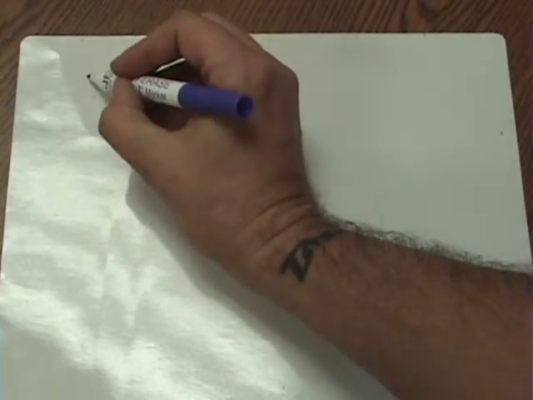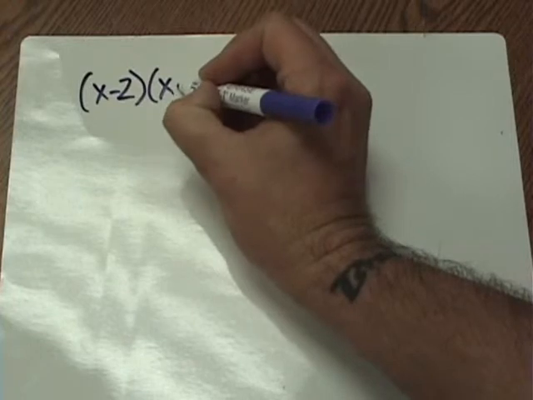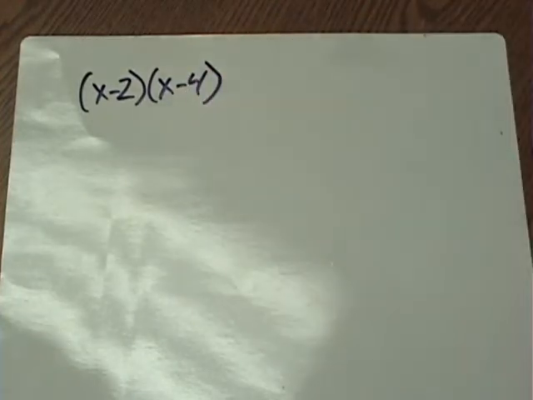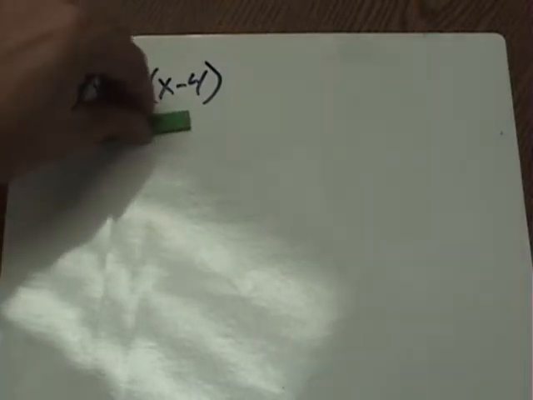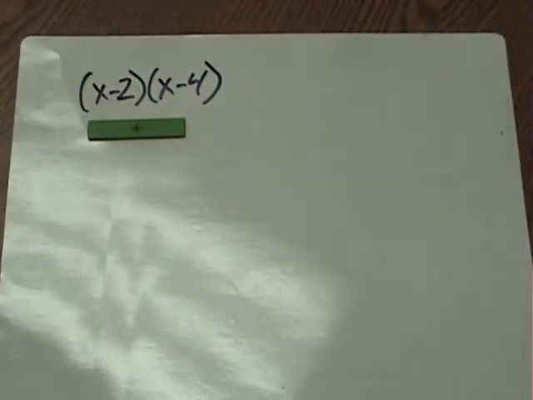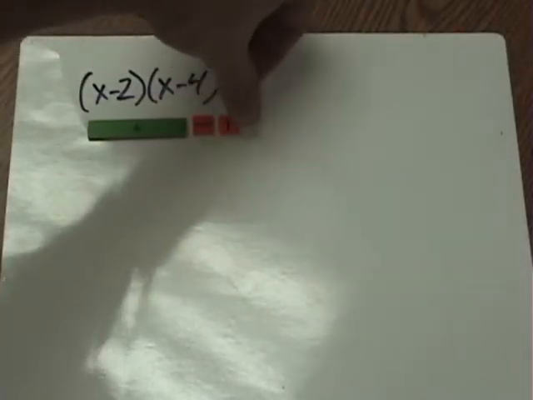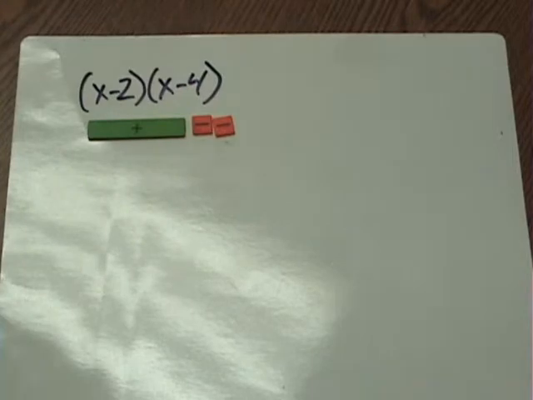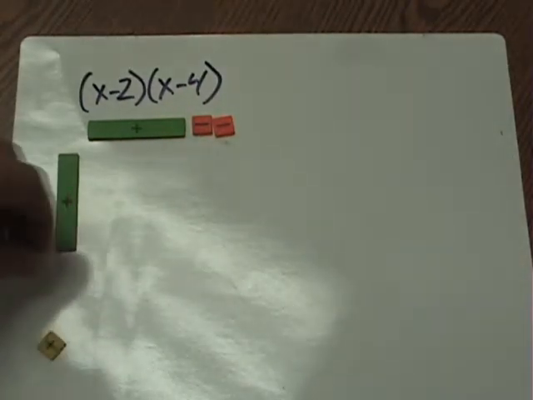Alright, so let's try another one. In this case, let's take x minus 2 times x minus 4. So we're going to have x minus 2 times x minus 4. If we want to represent this, of course, we need an x minus 2 times an x minus 4.